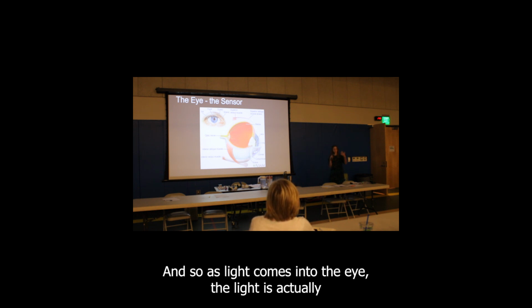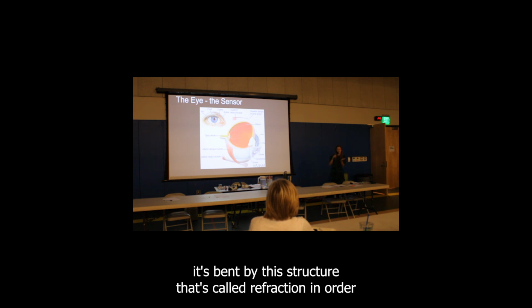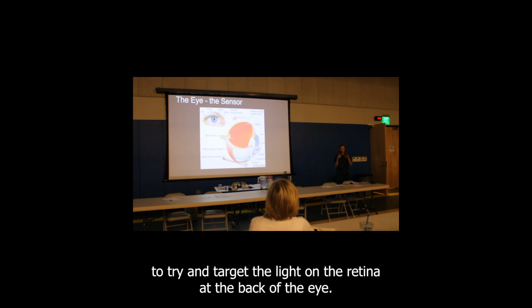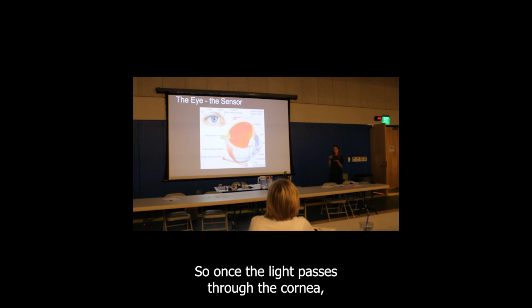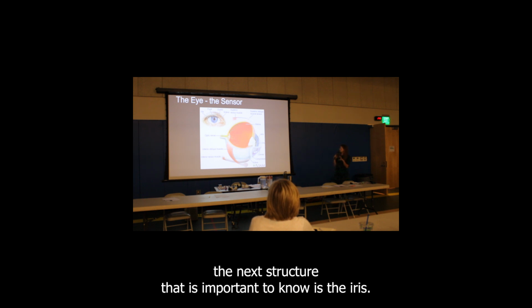And so as light comes into the eye, the light is bent by this structure, that's called refraction, in order to try and target the light on the retina at the back of the eye. So once the light passes through the cornea, the next structure that is important to know is the iris.